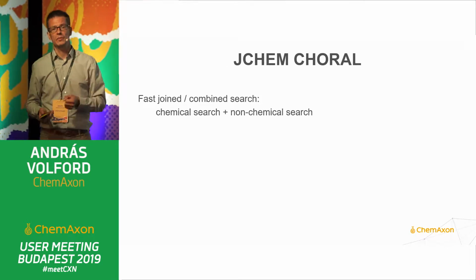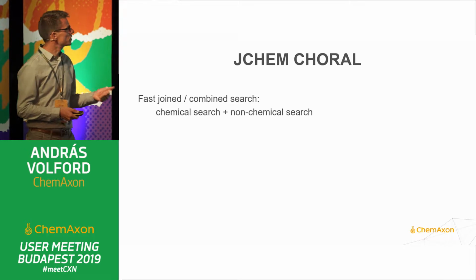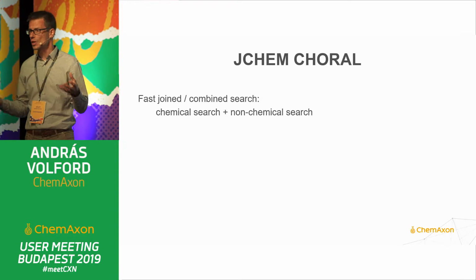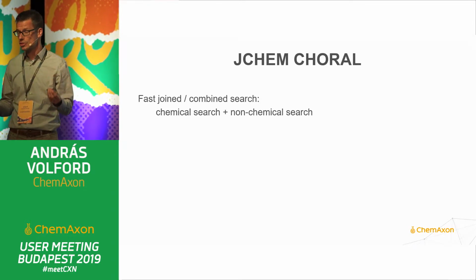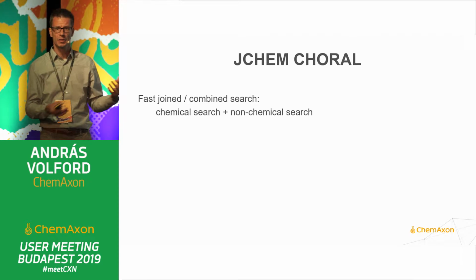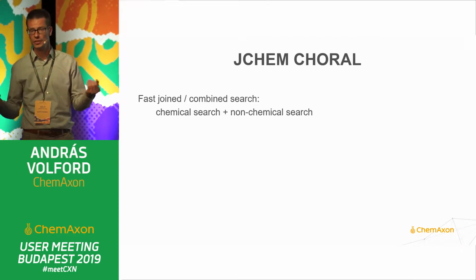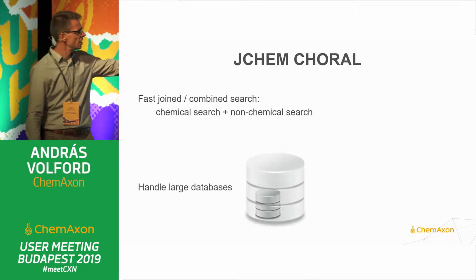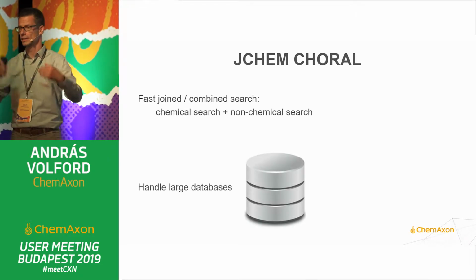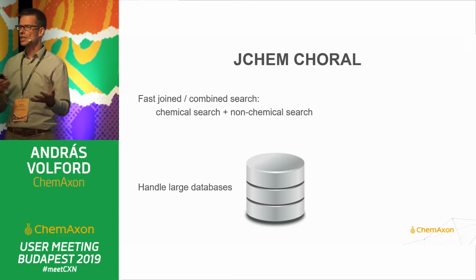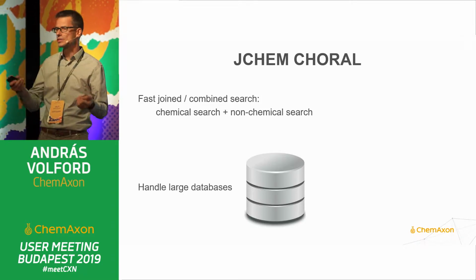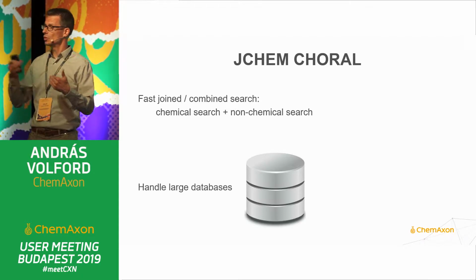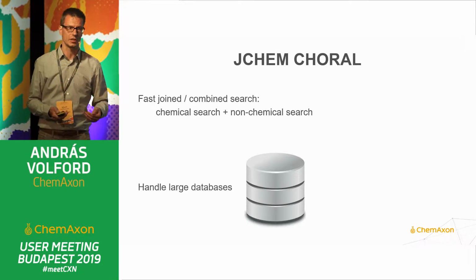What else do we have in JChem Choral? First of all, we heavily improved the speed of the search when you are joining chemical structure search with non-chemical filters, which are in the same table or on different tables that you are joining. The other nice feature is that we are handling larger chemical structure databases. In JChem Base, let's say we are handling multi-millions of structures. However, Choral handles an order of magnitude more, tens of millions of structures.